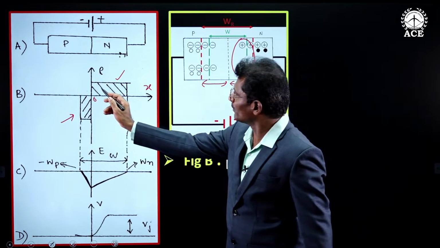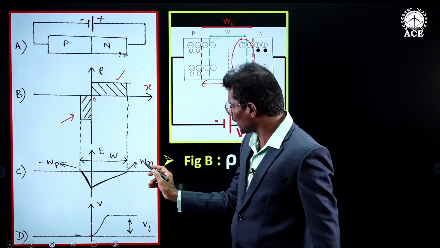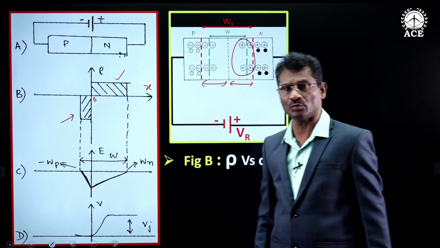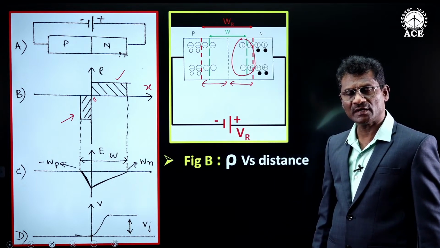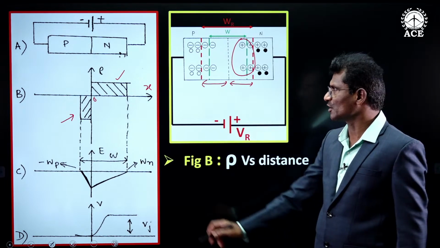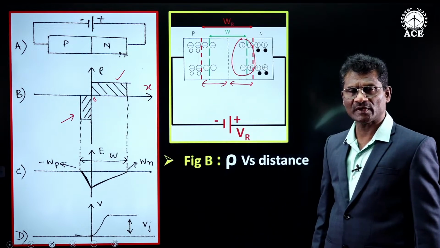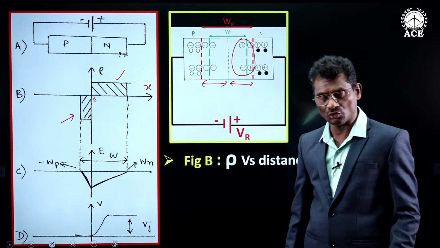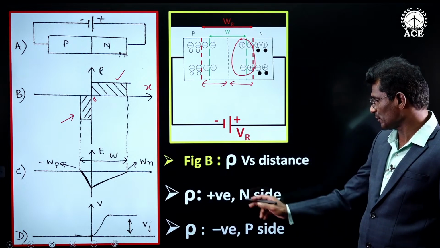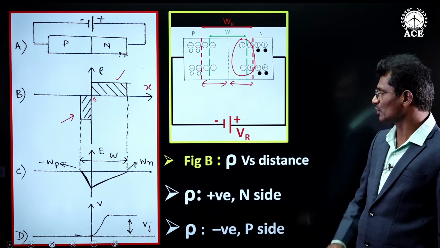In this diagram, you can observe that Wn is very much greater than Wp. That is, penetration of depletion region into N side will be more than P side. Why? Because N side is lightly doped. So rho is positive in N side, rho is negative in P side.